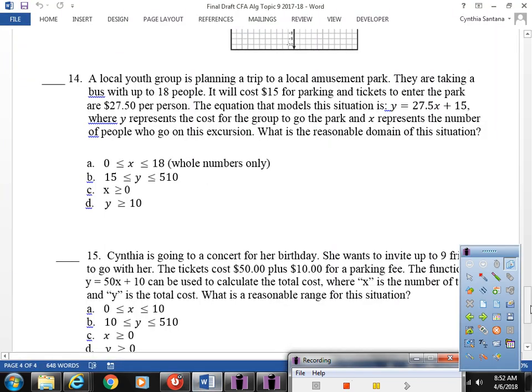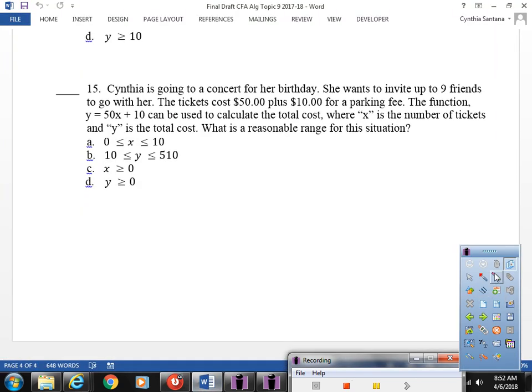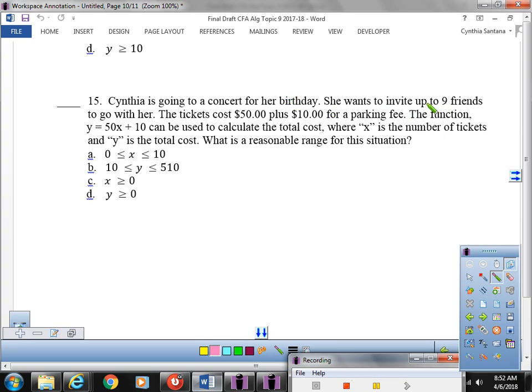Last question is number 15. It says Cynthia is going to a concert for her birthday. She wants to invite up to 9 friends. So 9 friends and herself. Up to 9 friends. That could be a total of 10 max. And then it says the tickets are $50 and $10 for the parking fee. The function 50 times x plus 10 can be used to calculate the total cost. X is the number of tickets, y is the total cost. And then this time they want a range, a reasonable range amount, reasonable y numbers.